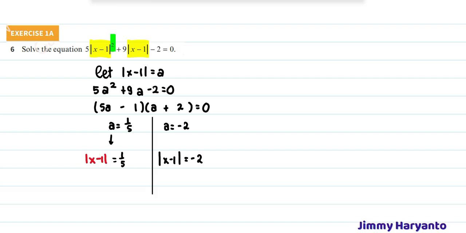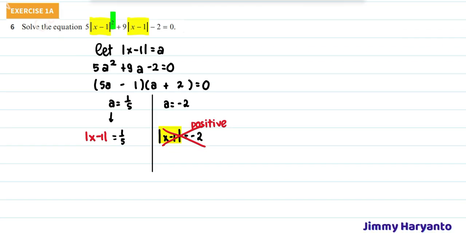You will have to stop right here for this one, because we know that the result of the absolute function or modulus function will always be a positive number, right? Because this question says it has to be equal to negative 2, that means it's impossible to do. So you just stop right there and then go to the previous equation.